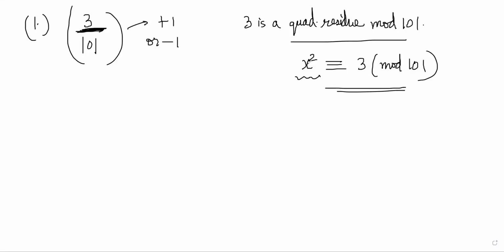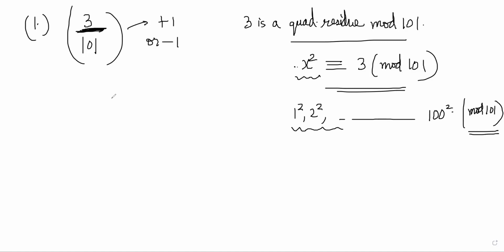Now notice that this will be quite involved, no? If we have to check whether there is some integer here, we have to check all the integers from 1 to 100 square, or technically at least till 50 square we'll have to check, right? So that will be annoying, mod 101. So now we will use the law of quadratic reciprocity, right? Because we don't have to directly calculate this. We can calculate 101 over 3. Why? What does that mean?